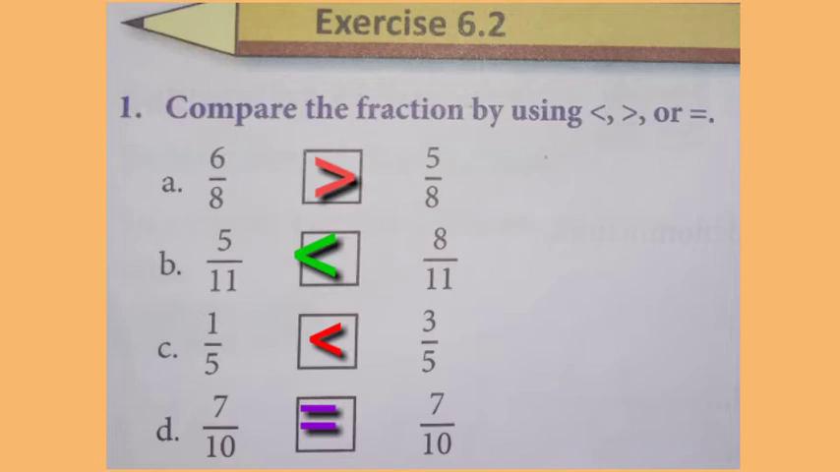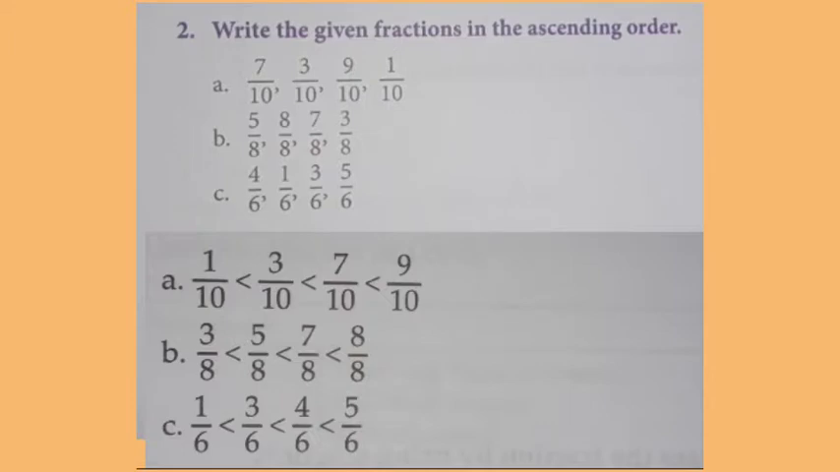Bit C, 1 by 5 and 3 by 5. Here the answer is 1 by 5 is less than 3 by 5. Bit D, 7 by 10 and 7 by 10. Here the answer is 7 by 10 is equal to 7 by 10. Question number 2. Write the given fractions in the ascending order.